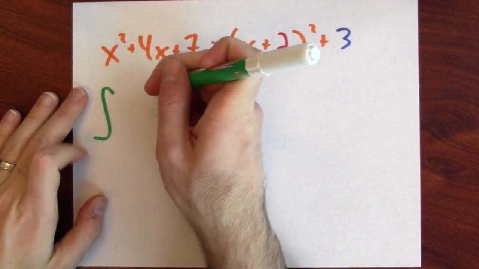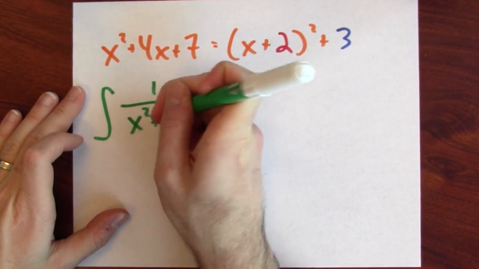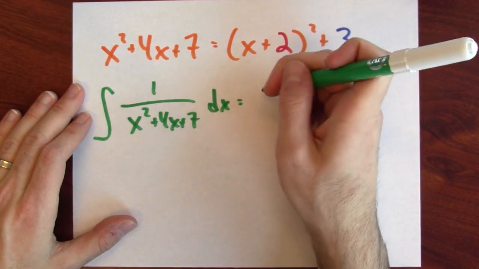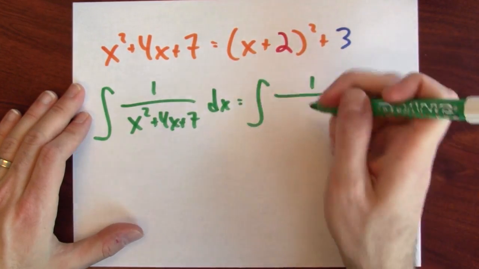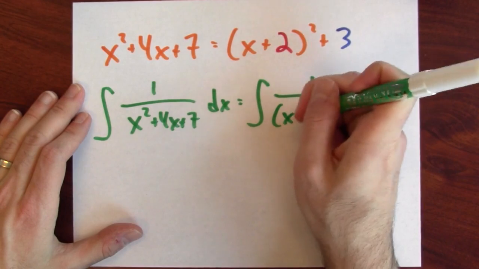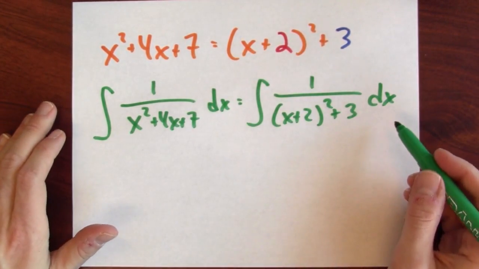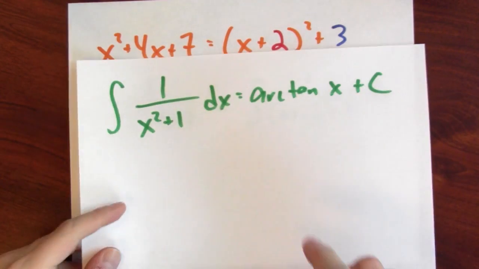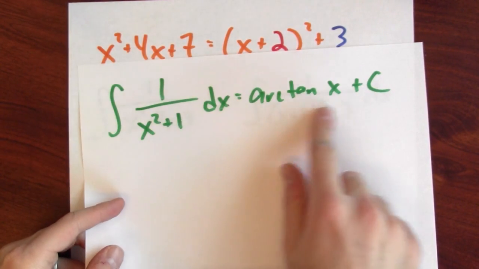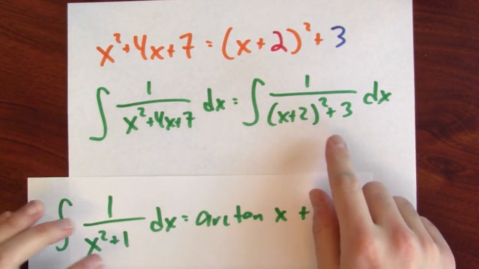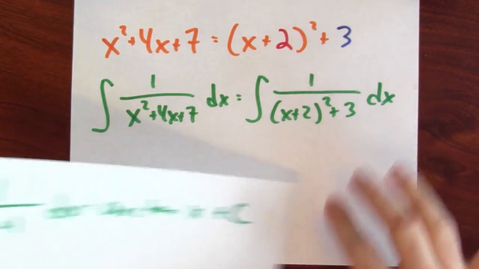Right, the original integral is 1 over x squared plus 4x plus 7. And instead of doing that integral, I can do the integral of 1 over this equivalent thing, x plus 2 squared plus 3 dx. That still doesn't exactly look like the antiderivative problem that resulted in arctan. Remember, the antiderivative here that gave us arctan x has a plus 1, but the thing we're looking at here has a plus 3. So I can fix that.